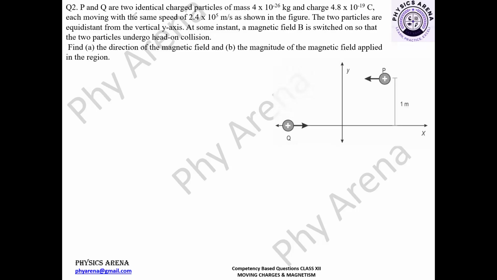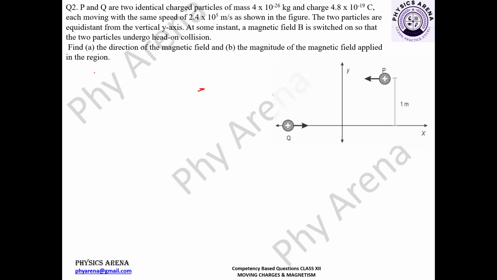Question 2 says that P and Q are two identical charged particles of mass 4 into 10 to the power minus 26 kg and charge 4.8 into 10 to the power minus 19 coulomb. Both of them are moving with a speed of 2.4 into 10 to the power 5 meter per second.